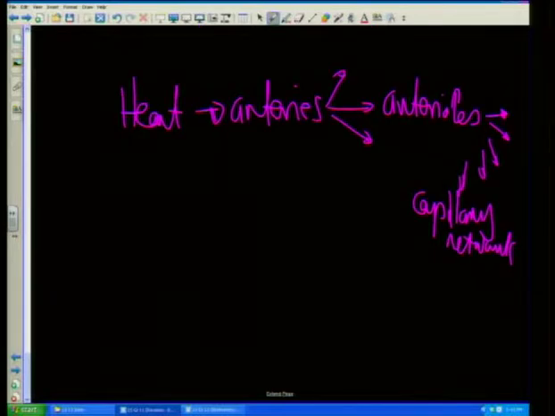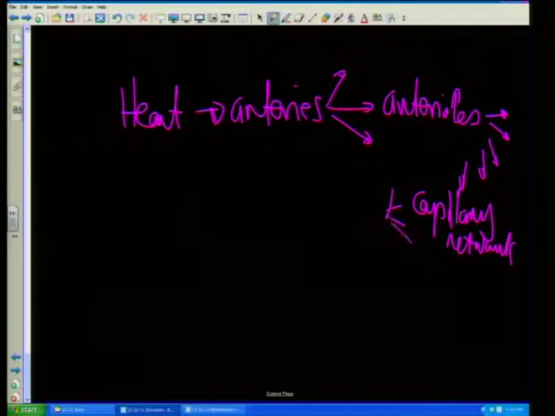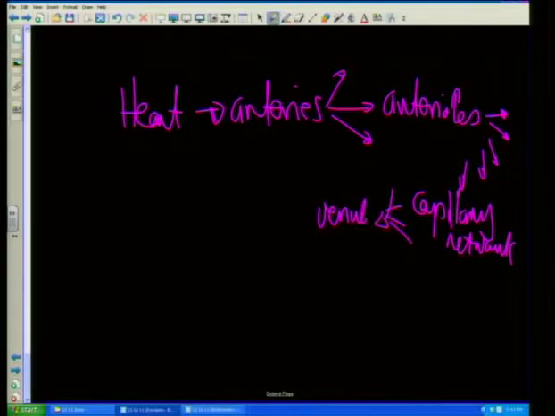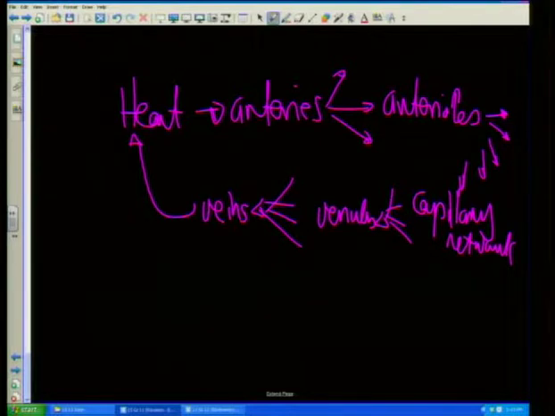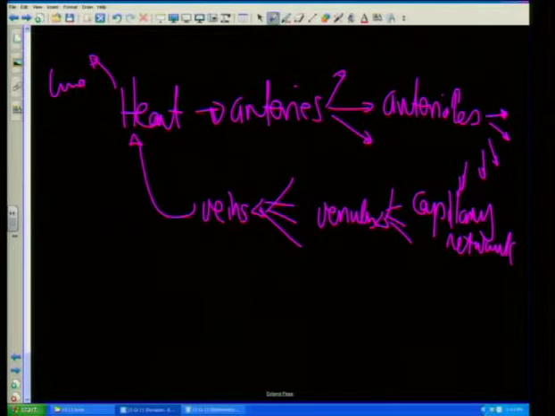Then your capillary network starts to join up, and it joins up into venules. And your venules all join up into veins. And the veins then go into the heart. At the same time, your heart is going to pump to the lungs, and it comes back to the heart. And that's your double circulation.